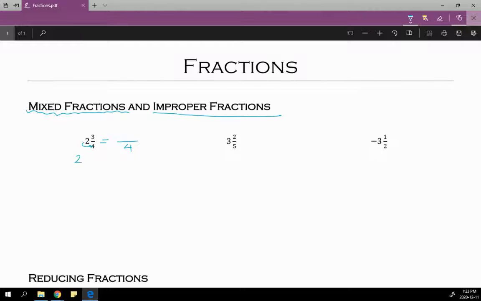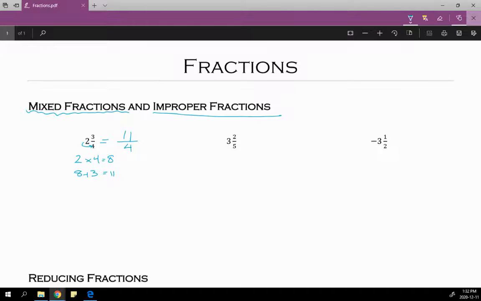So 2 times 4 equals 8. And then we want to add that extra 3 for the 3/4. So 8 plus 3 is 11. So this is 11 fourths. Okay, let's take a look at the next example.